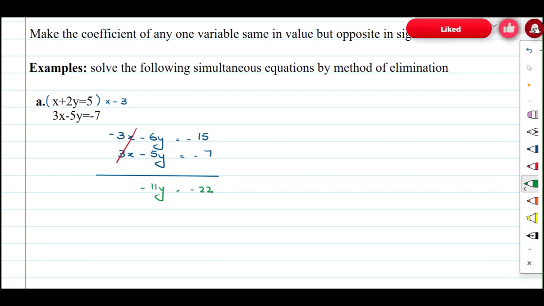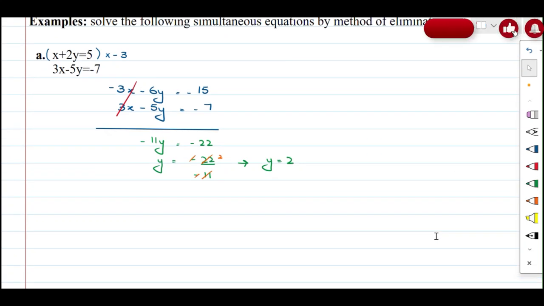Now y equals negative 22 divided by negative 11. The negatives cancel, and 11 times 2 is 22. So from here you will get the y value: y equals 2, right? Now substitute that y value in your first equation or second equation. This is up to you, right? Here we can say put y equals 2 in equation 1. You can put it in any equation, right?